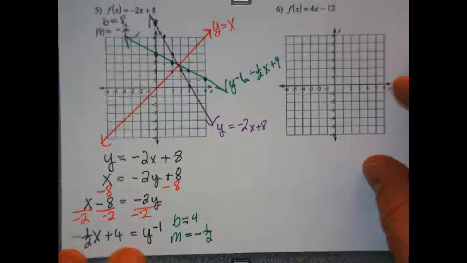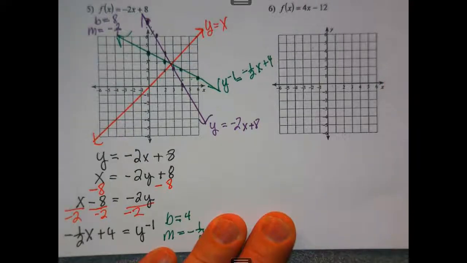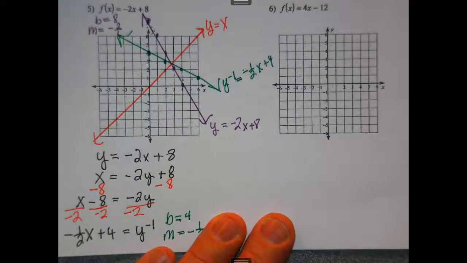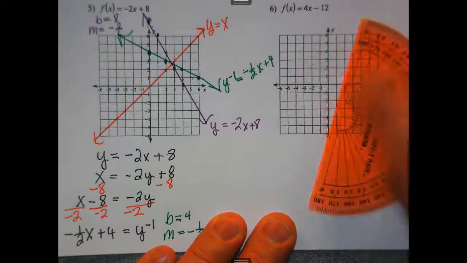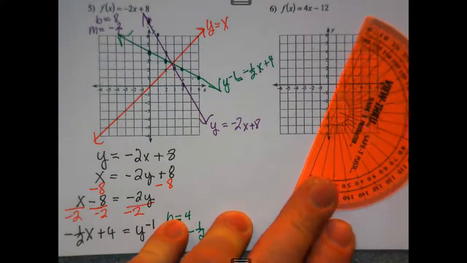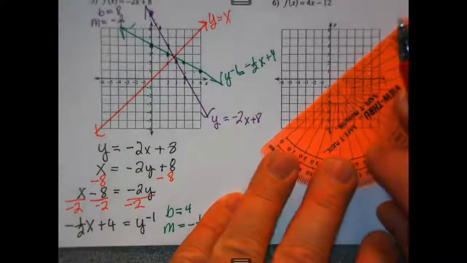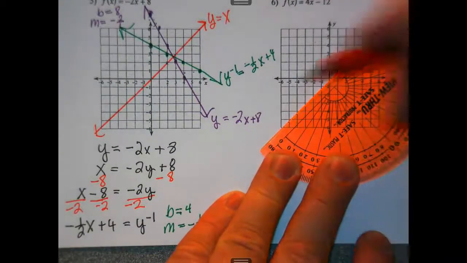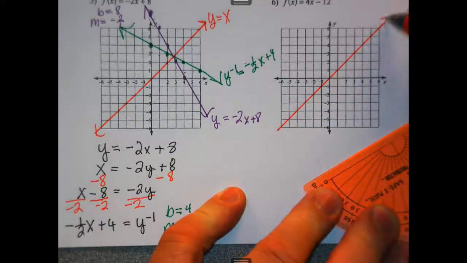Graphing is not the funnest thing in the world. Let's try and do number 6. I'm going to put my y equals x line in there. Is this what you got, Greg? Kaylee? Is this what you got? Okay, here's my y equals x line. So it reflects about this line.